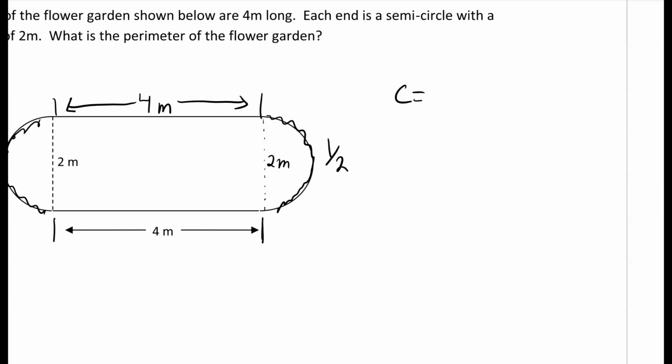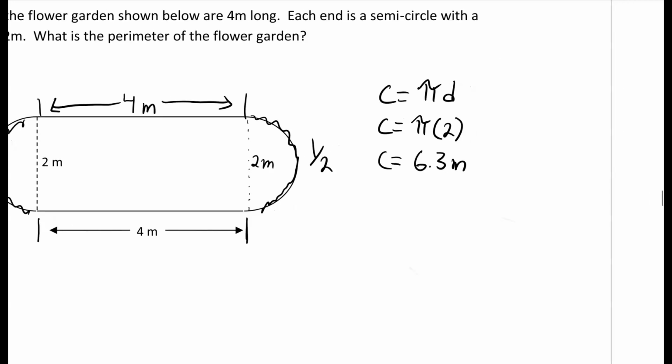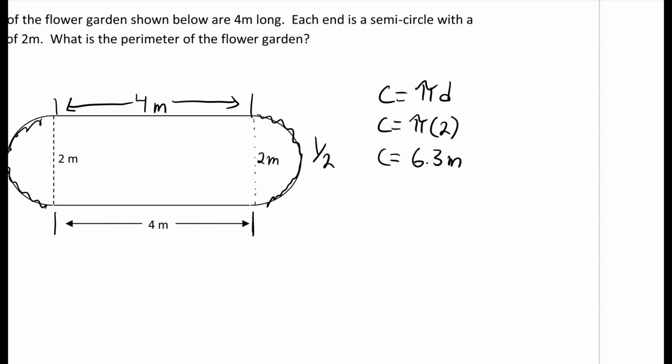So circumference equals pi times the diameter. Circumference equals pi multiplied by 2 meters. So C, which is our circumference, equals pi times 2, which is 6.3 meters. Now remember, that's the distance for both together. We don't add 6.3 twice because that's the distance for a whole circle, and we have 2 half circles.